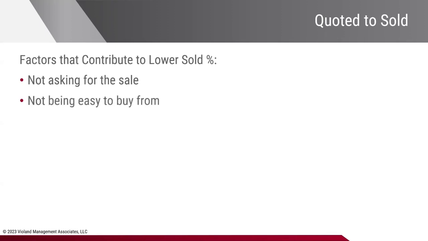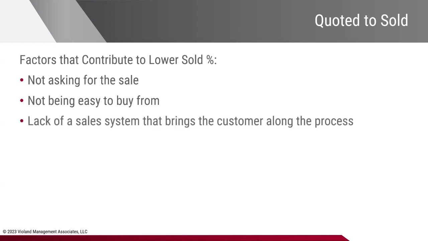The other one is not being easy to buy from. And this isn't just a factor of the salesman, but it's also a factor of the company. Things like offering financing, offering ways for people to accept proposals digitally, being able to sign and pay deposits quickly with a link or in other easy ways. Making it easy for people to buy from you is a huge factor in your closing percentage. Another factor is the lack of a sales system that brings the customer along the process.